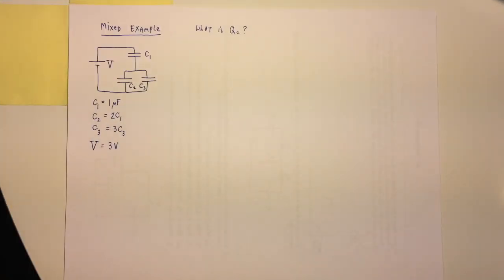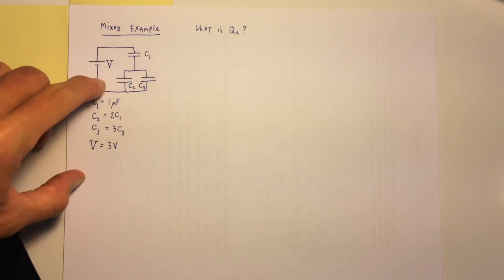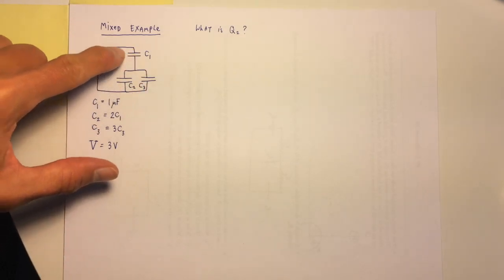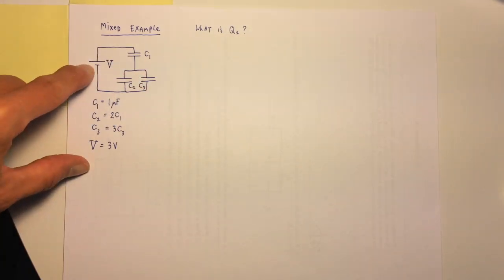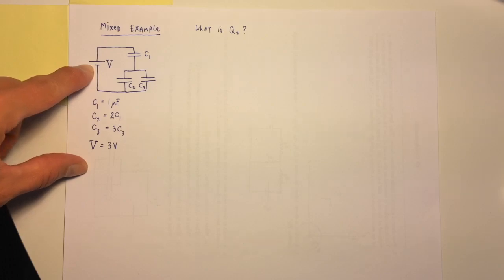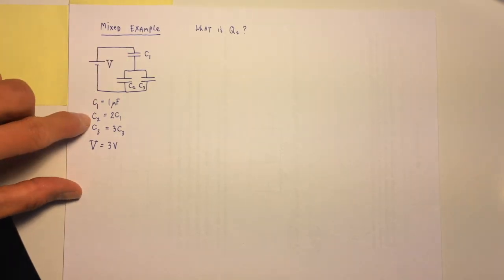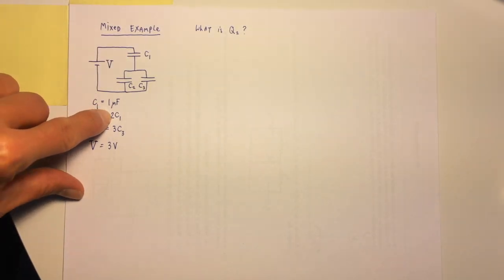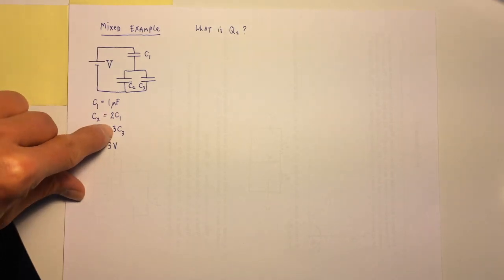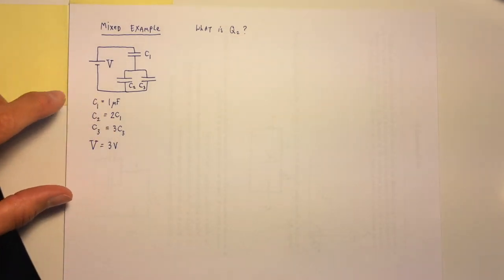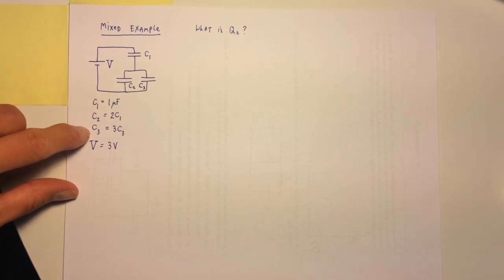Here's another example. The second example is what I'm calling a mixed example. I've got this capacitor network of 3 capacitors called C1, C2, C3, connected in this way. This is its topology. And they're connected up to a battery that provides voltage V. C1 is a 1 microfarad capacitance. C2 is 2 microfarads, twice as capacitive. And C3 is the most capacitive. It has the most capacity to store charge for a given voltage. So 1 microfarad, 2 microfarads, 3 microfarads.